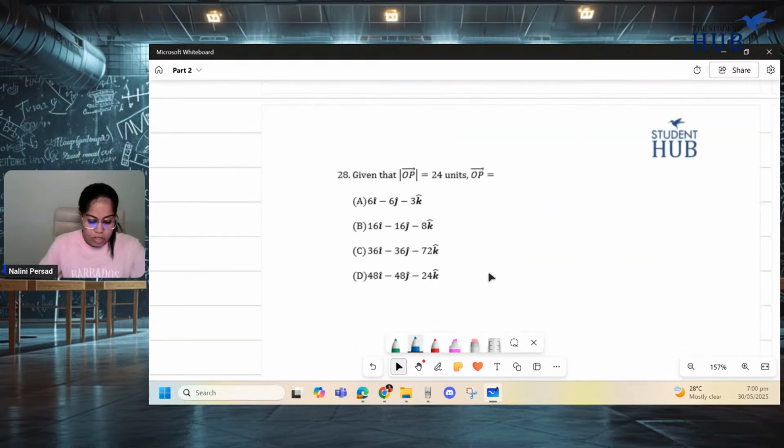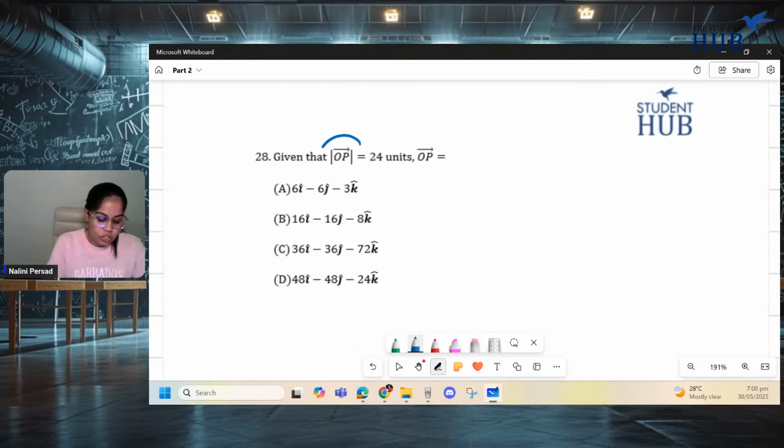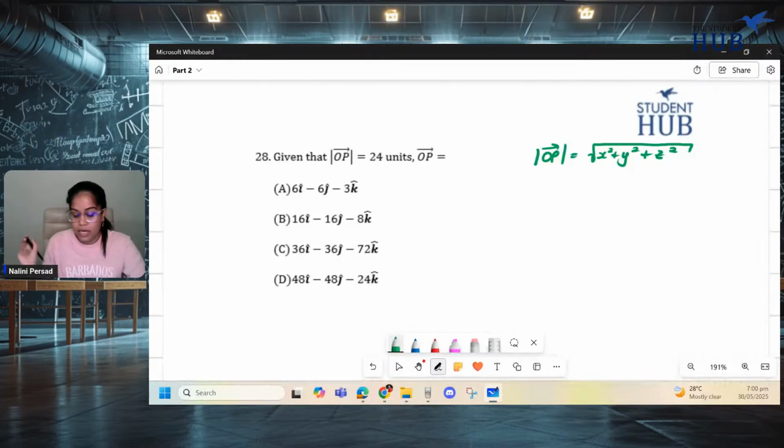Question 28. So what does that symbol mean when you see modulus? It means length, it means distance. So a formula should come to your mind about the length of a vector. Everybody knows the formula, right? The root of x squared plus y squared plus z squared. That is your formula. And you want to know which vector has a length of 24 units.